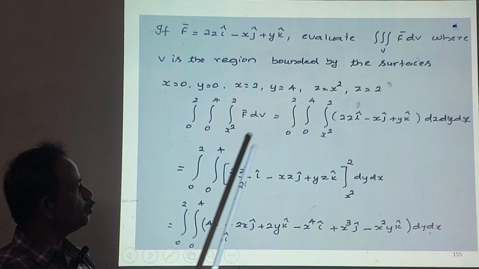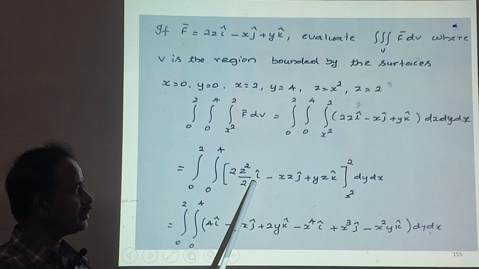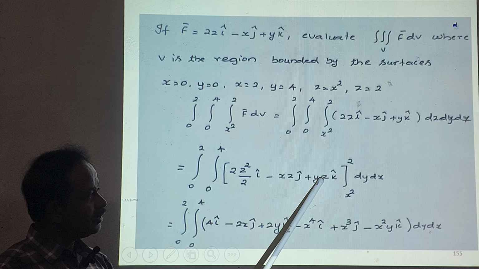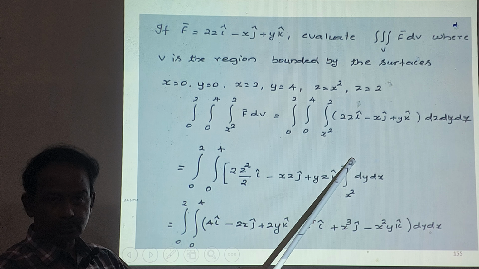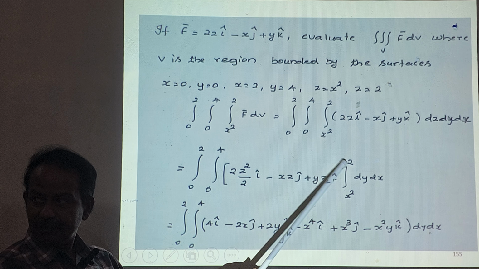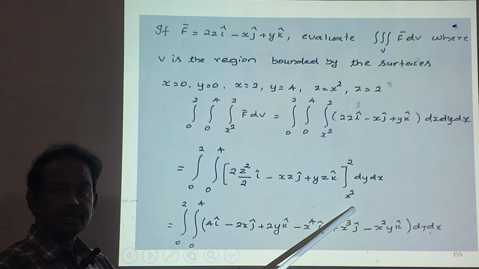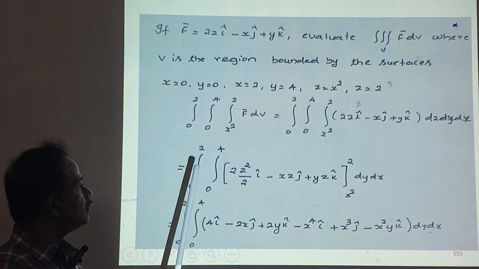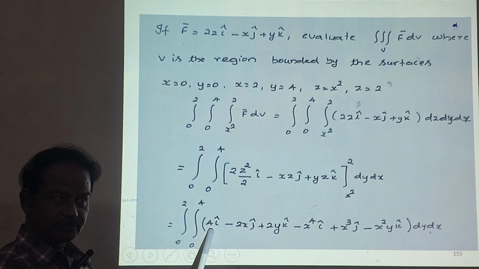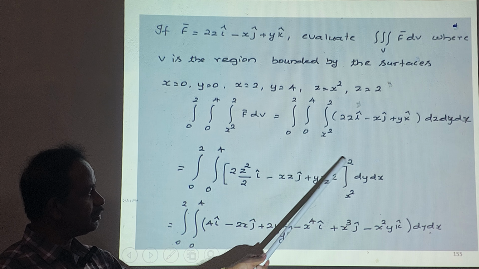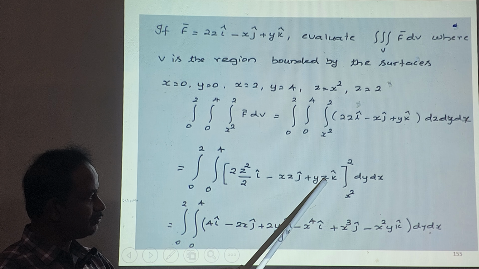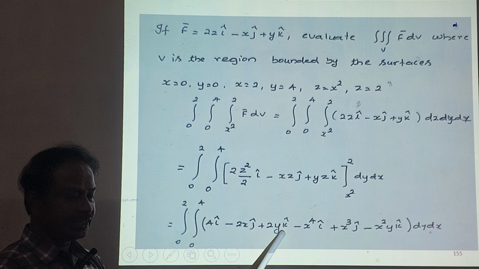That will give you 2 z squared by 2 i vector minus xz j vector plus yz k vector, from x squared to 2, dy dx. Wherever you find z, you first substitute 2, and then substitute x squared for the lower limit. So the 2 will get cancelled. We have z squared, so that will give you 4i. Then minus, instead of z, you substitute 2, so 2x j vector. Again for z you substitute 2, which gives you 2y k vector.